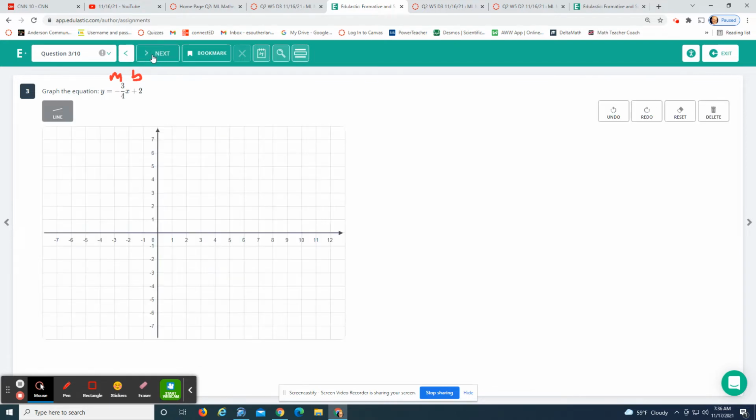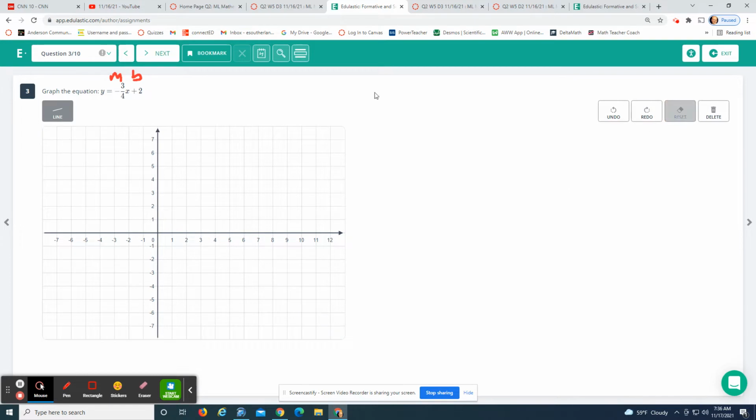Looking at question 3, it's the same thing. M and B are in the same place. It wants us to graph it. So it says start at +2. Positive 2 is right here. The slope this time is -3/4. That means go down 3 and over 4. And I'll graph a line that looks like that.